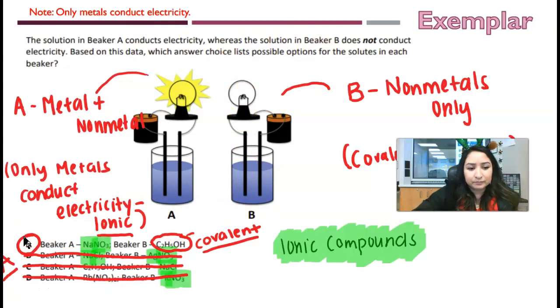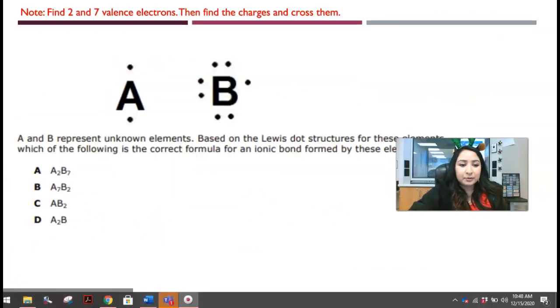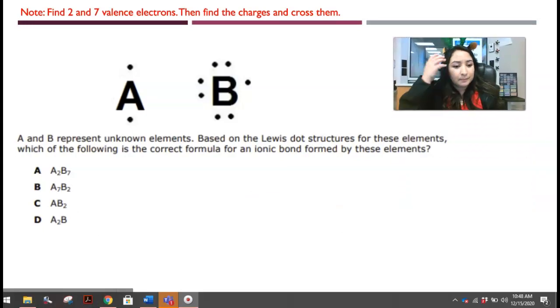There you go. So only ionic compounds conduct electricity. Covalent compounds are non-metals only. All right, let's look at the next problem. You can go ahead and pause so you can answer it.